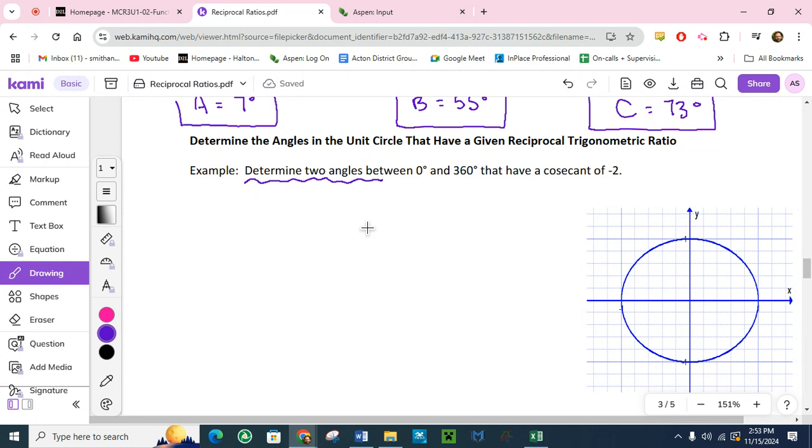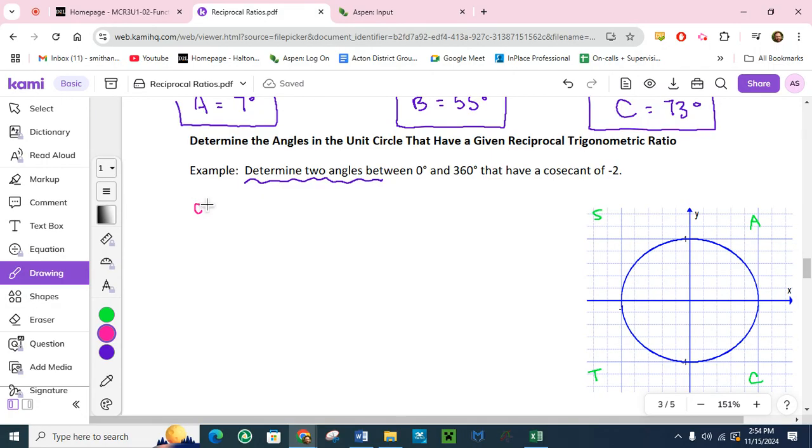My advice to you is always draw it out first. Think about this: using the CAST rule, where are the 2 angles going to be? Cosecant, is that related to sine, cosine, or tan? And then use the CAST rule. Which 2 quadrants will I be looking for here? I'll give you a second to think, and maybe even jot down a little hint here.